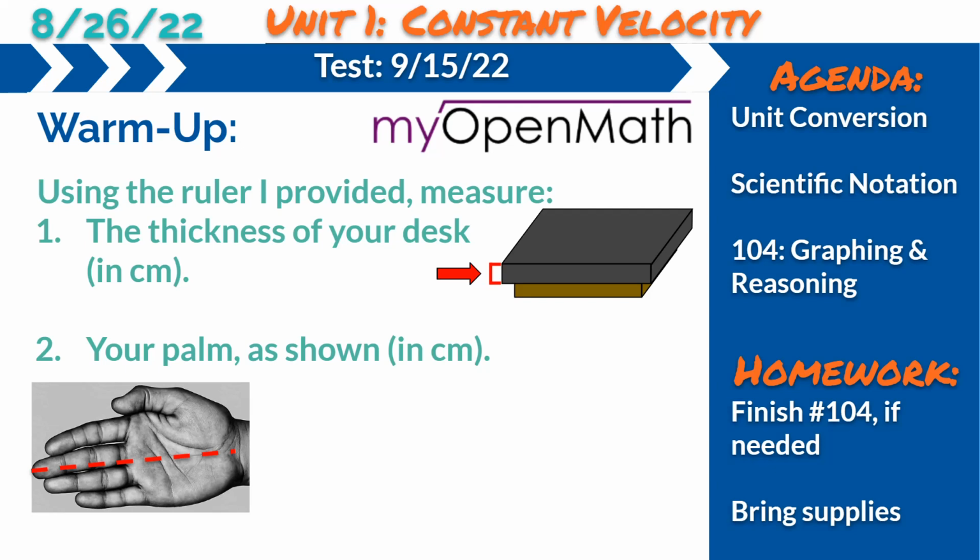For your warm-up today, I handed you these blue paper rulers, or they were already at your desk, and I asked you to measure the thickness of your desk and the length of your palm in centimeters. Did you find this ruler easy to use? No, not really, because this ruler only has whole numbers of centimeters marked on it. Okay, that makes it harder to use because it's harder to tell exactly what it says.